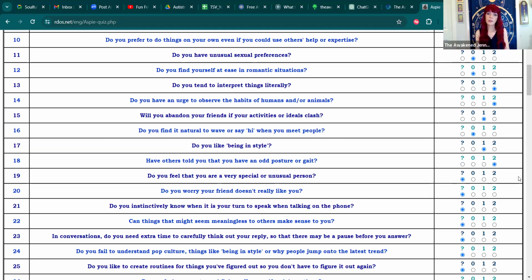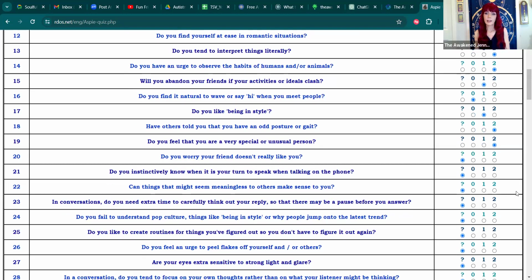Have others told you that you have odd posture or gait? Yes. Do you feel that you are a very special or unusual person? I am a very unusual person. Yes. Do you worry your friend doesn't really like you? I often do, rejection sensitivity. Do you instinctively know when it is your turn to speak? No, I don't. When talking on the phone, no.